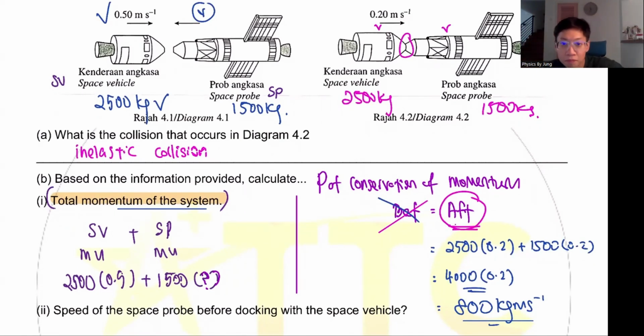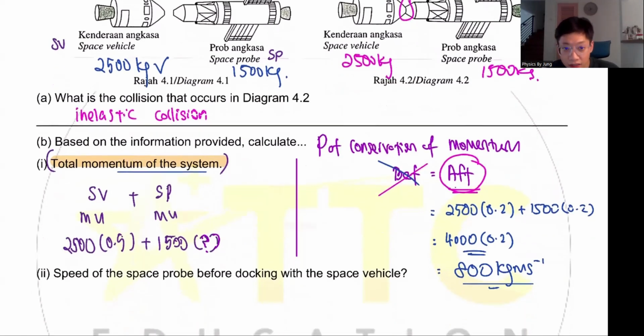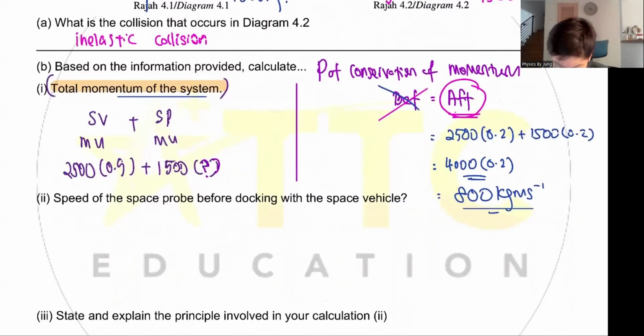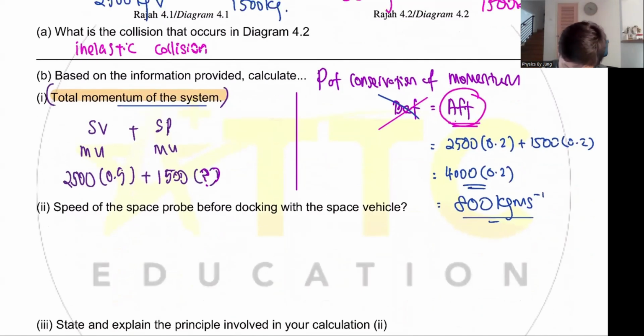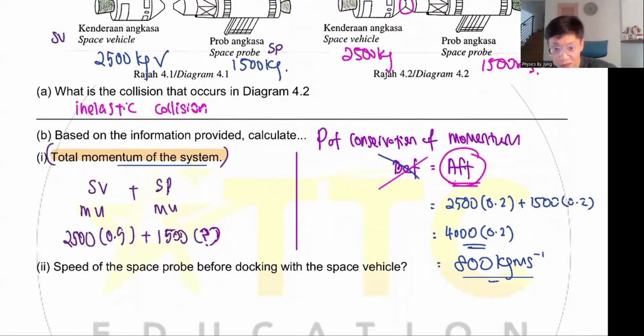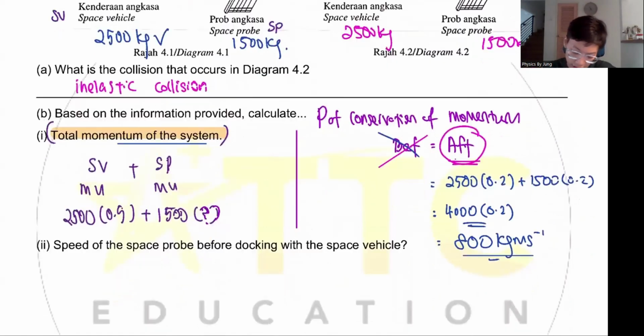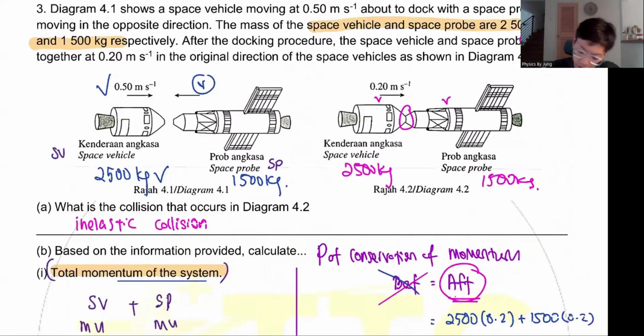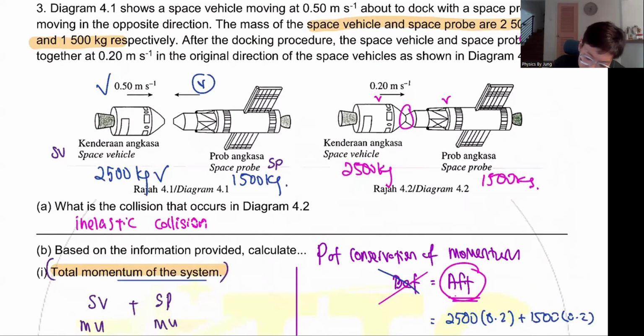If you have no problem, then we are going to go to the next part. So 800 kg meter per second. You all know why the unit is kg meter per second, right? Because we said it is mass times velocity. Next: the speed of the space probe before docking with the space vehicle. Now we have to calculate this velocity, the before velocity.